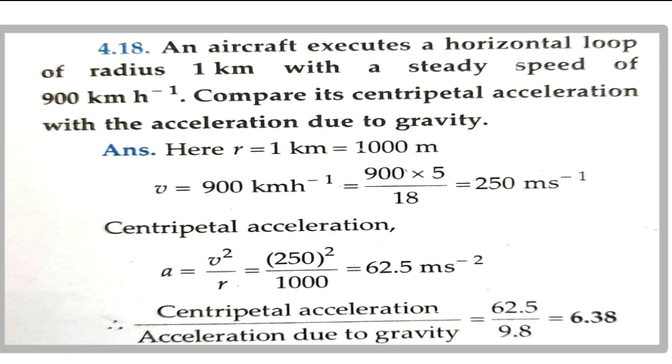Here it is direct one because it's given the steady speed or the linear speed is 900 km per hour. So that kilometer per hour is to be converted to meter per second. So 1 kilometer per hour is 5 by 18 meter per second. So that constant speed we will get as 250 meter per second. So acceleration is given by v square by r. So we get 62.5 meter per second square as the centripetal acceleration. Now the ratio when we find, you will get 6.38. So that is the comparison of the centripetal acceleration.